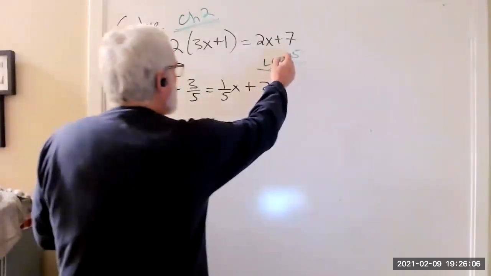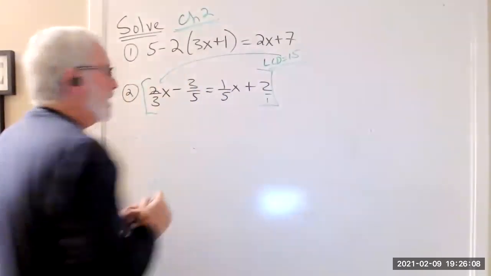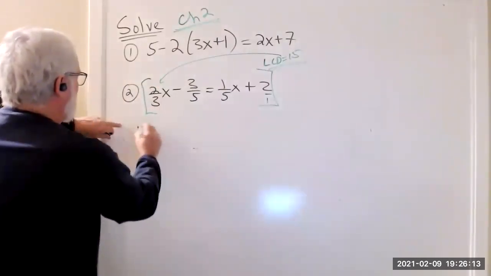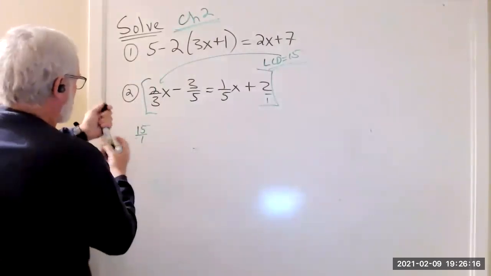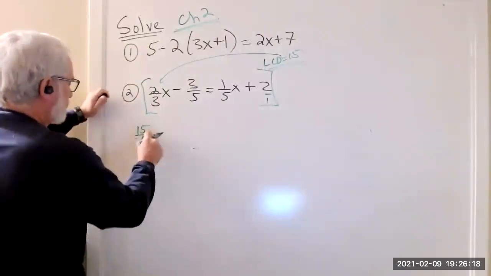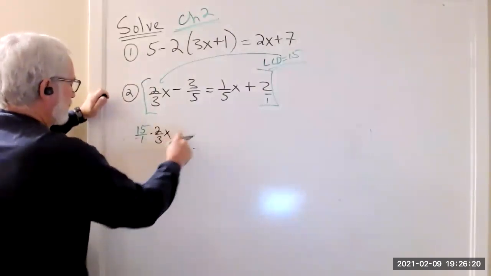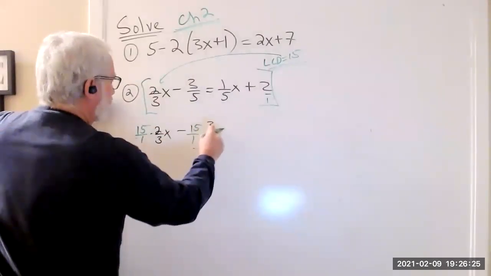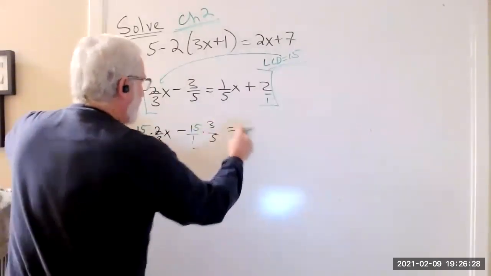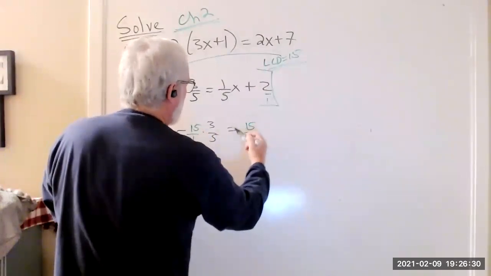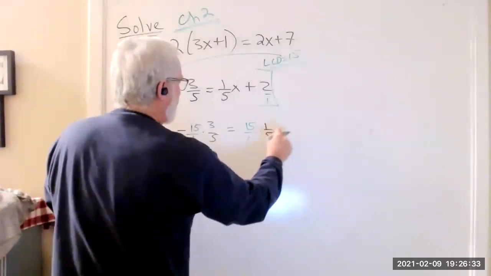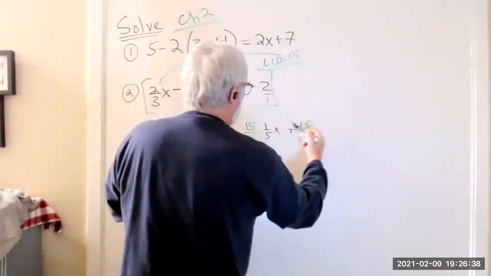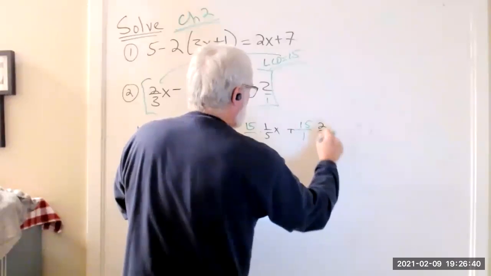But the new thing I'm trying to get you to learn is to distribute the LCD. So this becomes 15 over 1 times 2/3 x minus 15 over 1 times 3/5 equals 15 over 1 times 1/5 x plus 15 over 1 times 2 over 1.